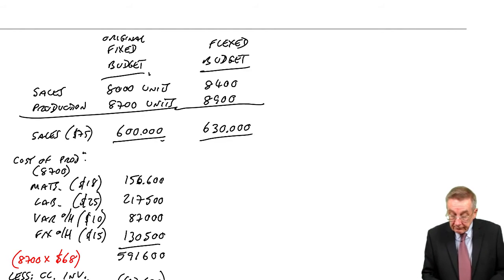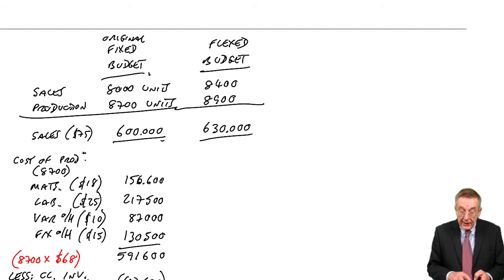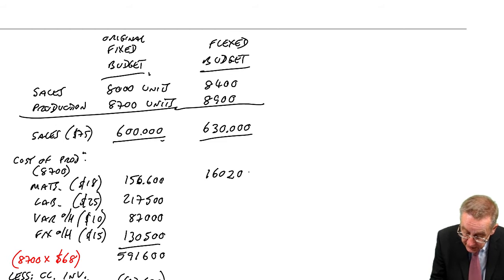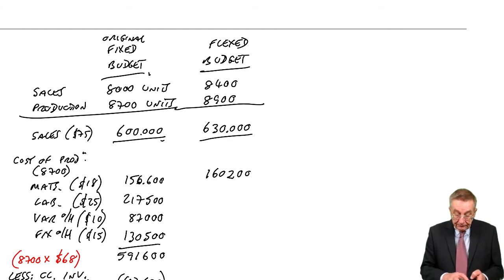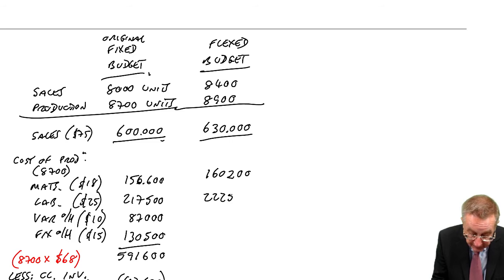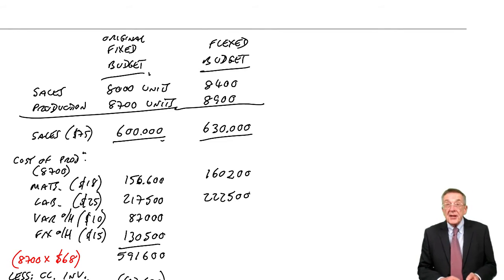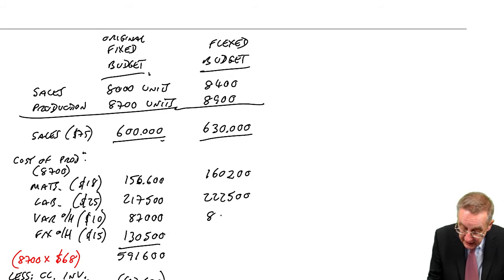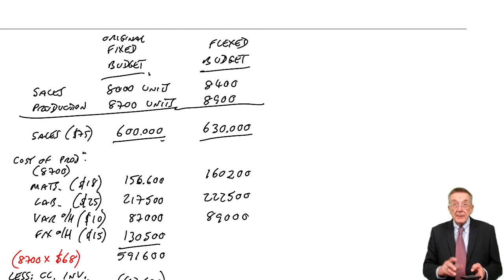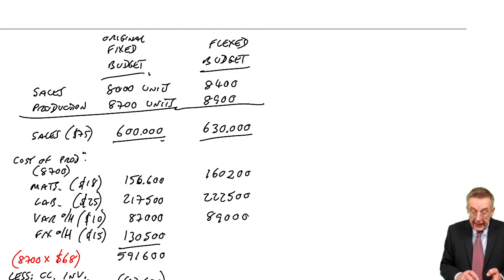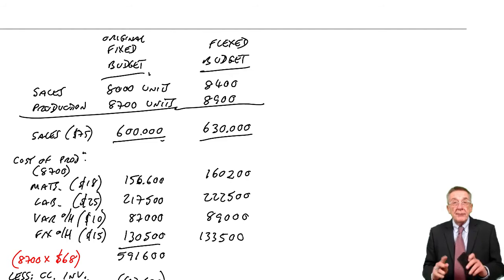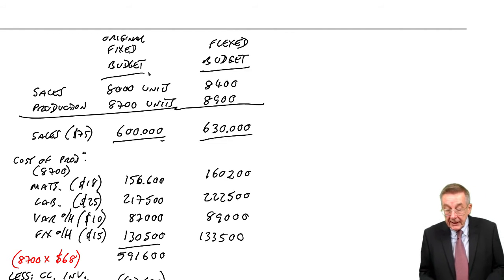The costs of production, well, we produced 8,900. Materials should be 18 a unit, which is 160,200. Labour, 8,900 at 25 a unit, should be 222,500. Variable overheads, 8,900 at $10, 89,000. And finally, fixed overheads. Now this might worry some of you, but be patient with me. 8,900 at $15, 133,500. Now, if you are getting worried there, please be patient for a minute.